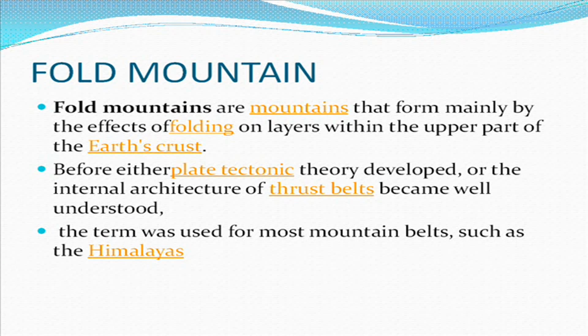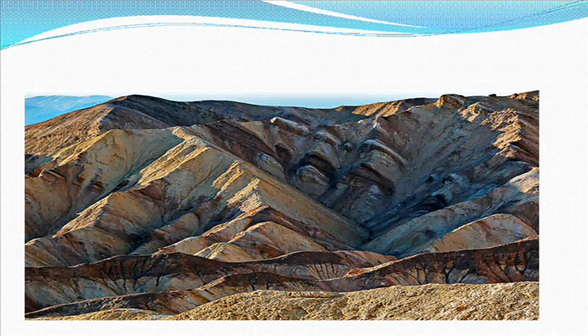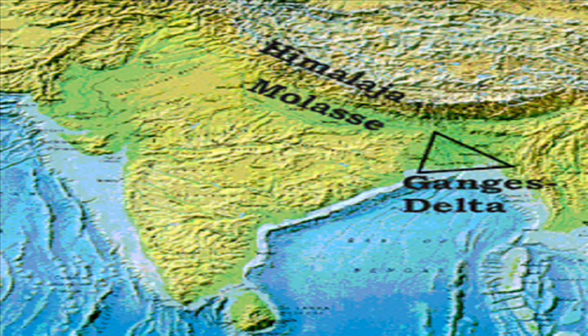The Himalayas are a folded mountain. They are continuous, folded to form a chain-like mountain structure. This is the fold mountain region. They are folded and form continuous mountains. Fold mountains in India are the Himalayan ranges. The Himalayan range is called the folded mountain region.